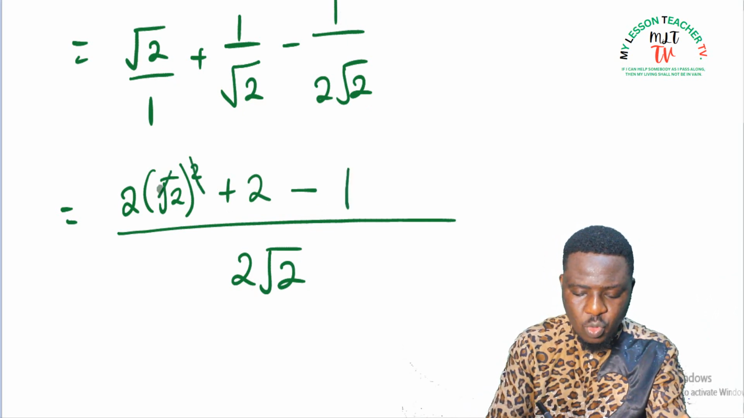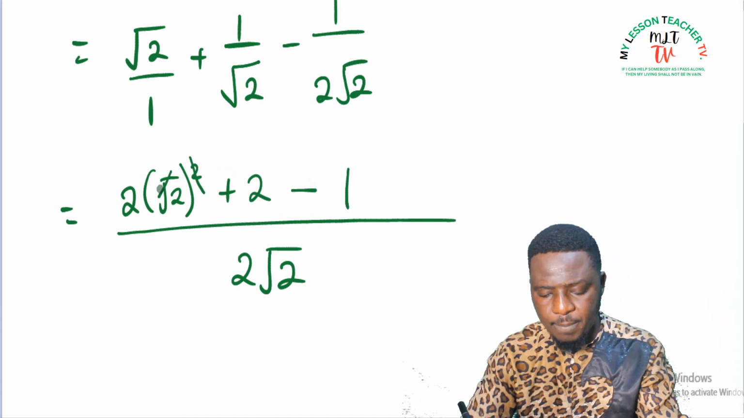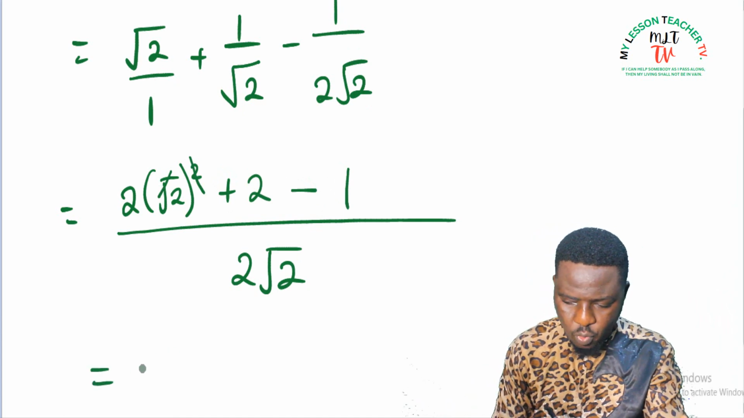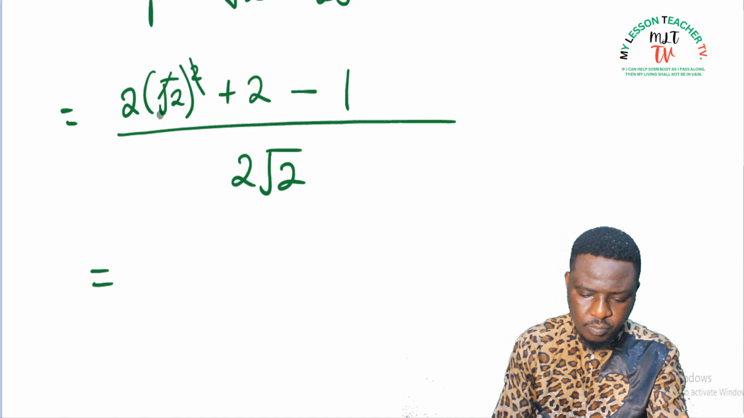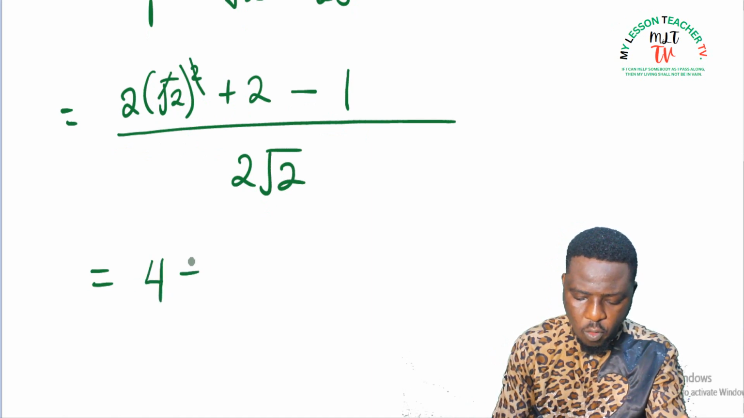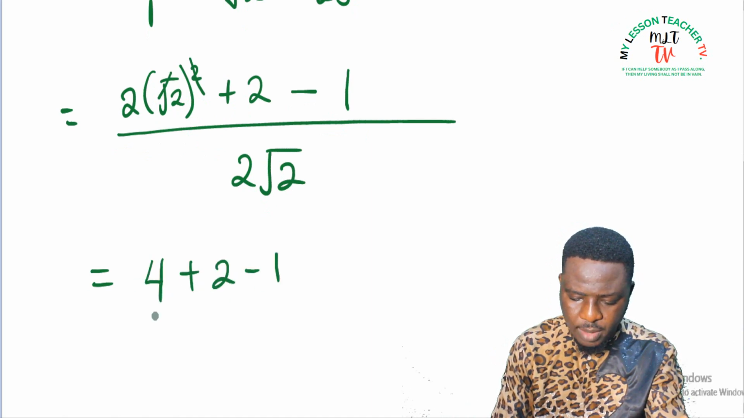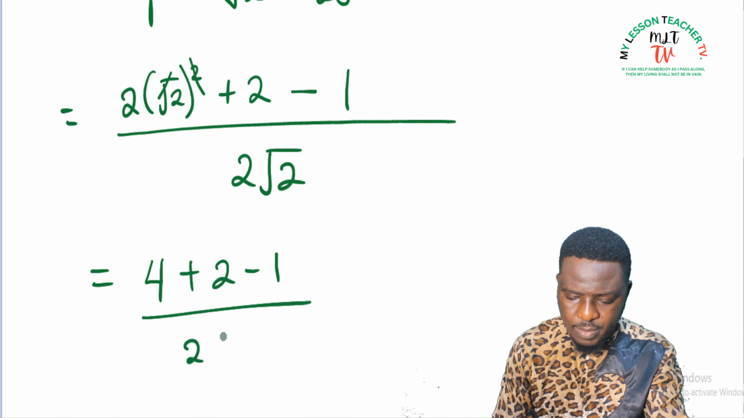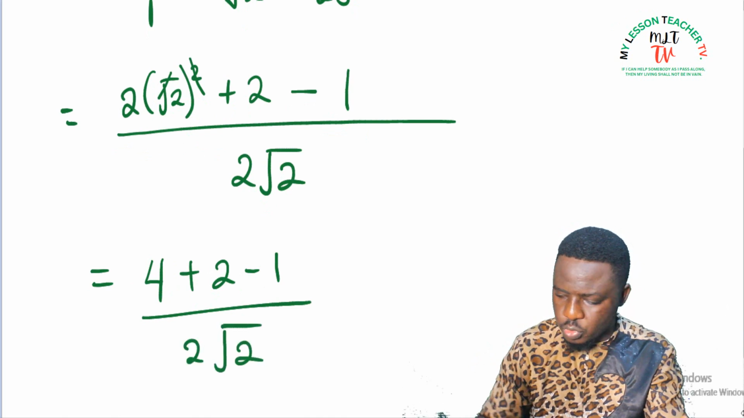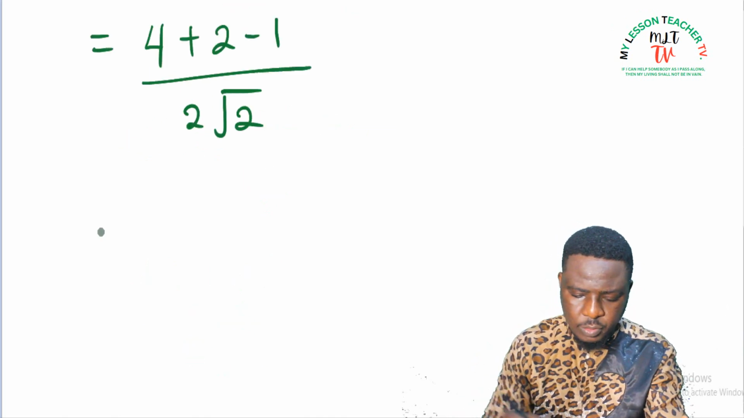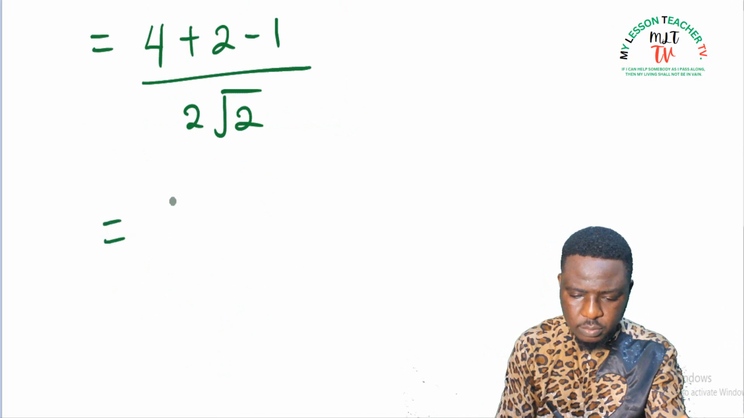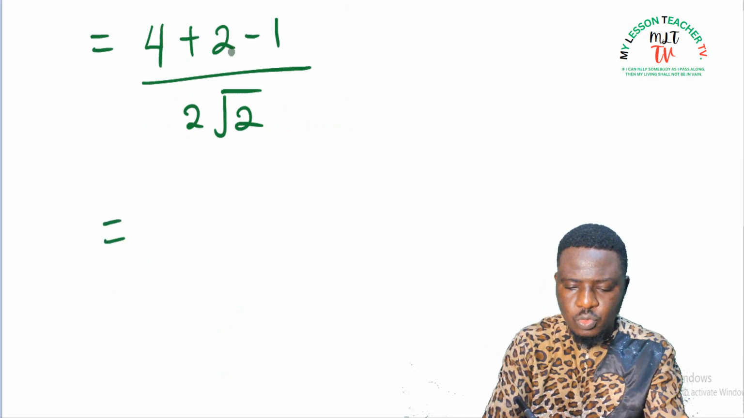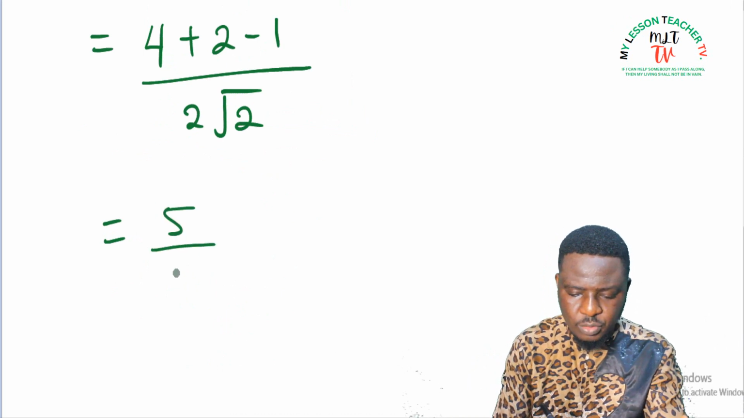You agree with me that the square of the square root is that number. So this will be equal to 2 times 2 is 4, plus 2, minus 1, divided by 2 root 2. So this is equal to 4 plus 2 is 6. 6 minus 1 is 5. So we have it to be 5 all over 2 root 2.